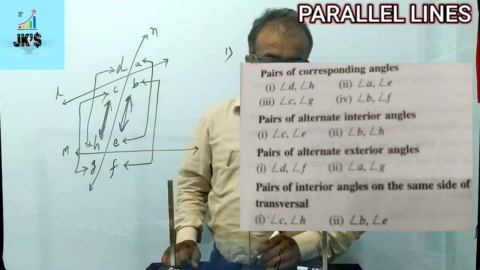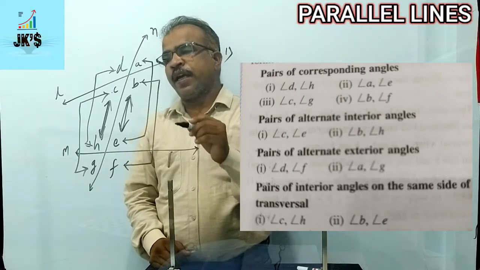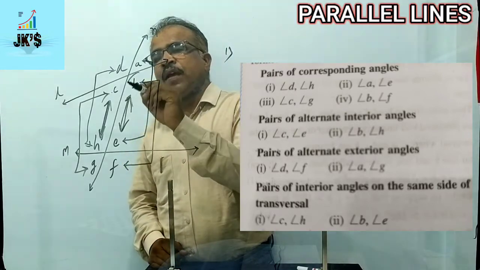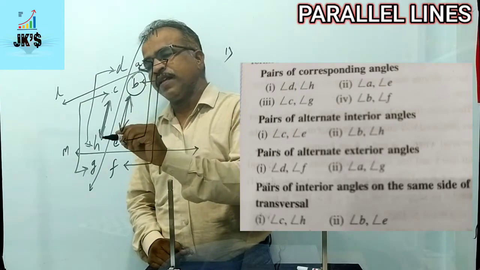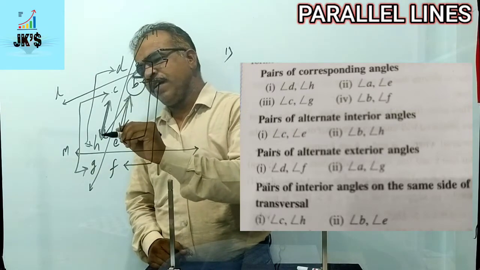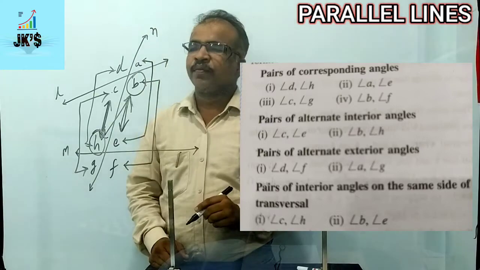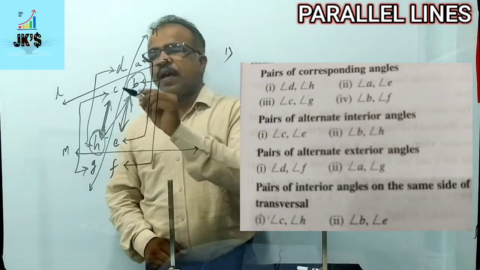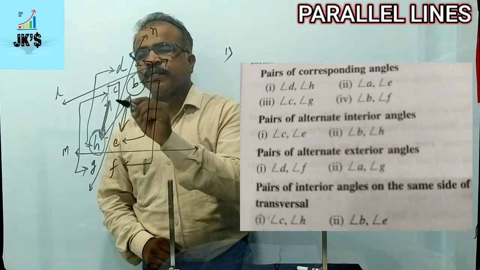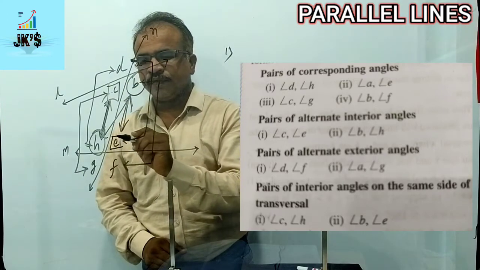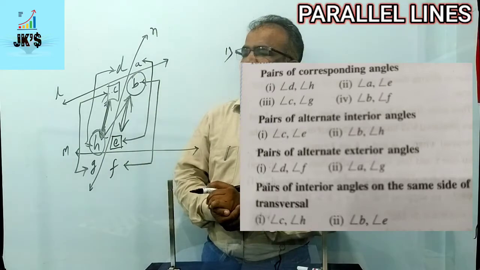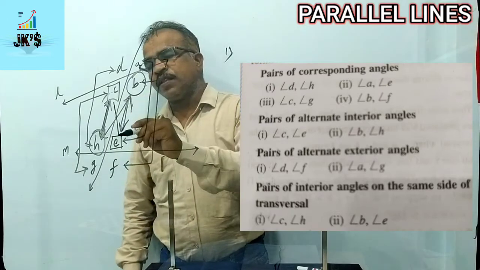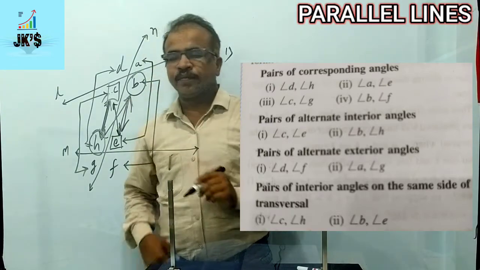So the first is alternate interior angles. Angle B and angle H, and angle C and angle E. This is another pair.